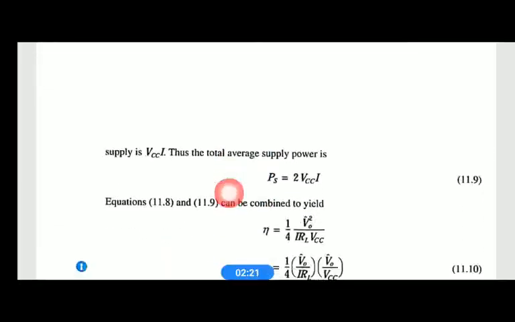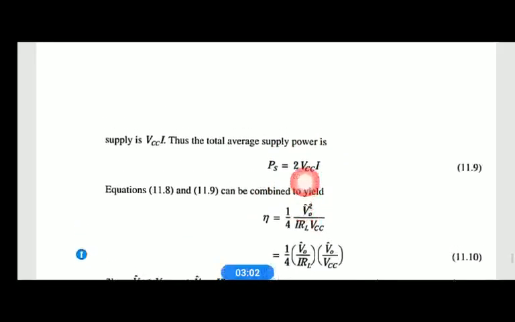After that you find out the supply power. The supply power involves the two supplies in the circuit of the class A output stage power amplifier, which we discussed in the previous session. One is VCC, and the other on the downside is minus VCC. So therefore 2 VCC, and the current flowing through both transistors is I. Therefore PS is equal to 2 VCC into I, the total supply power.